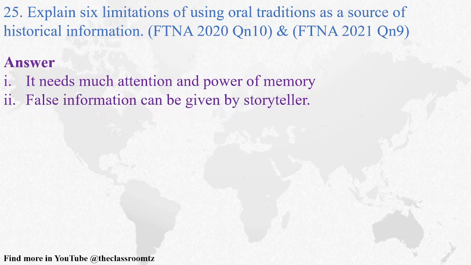False information can be given by the storyteller. We are not sure if all the information spoken by storytellers is correct. Sometimes they can exaggerate, or sometimes they can cut off some part of the story because of their personal interest. So there are those weaknesses. Not all information is true.